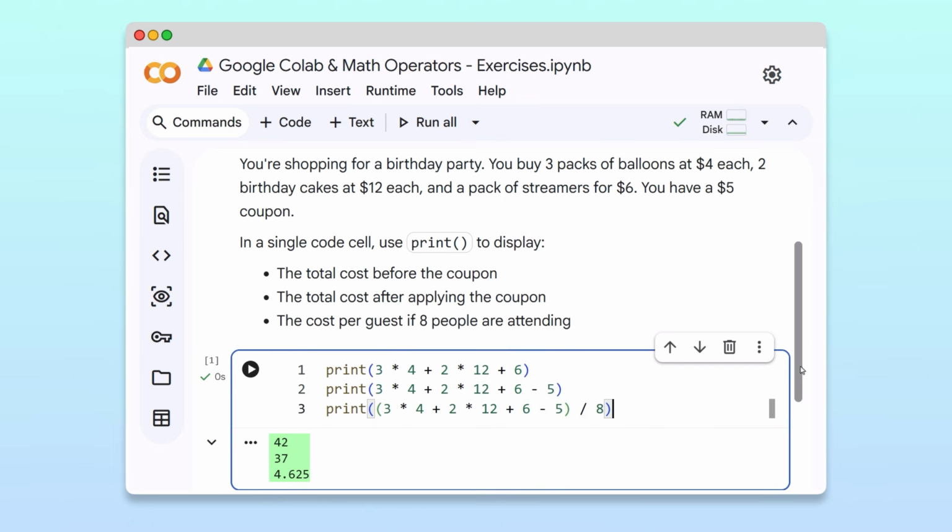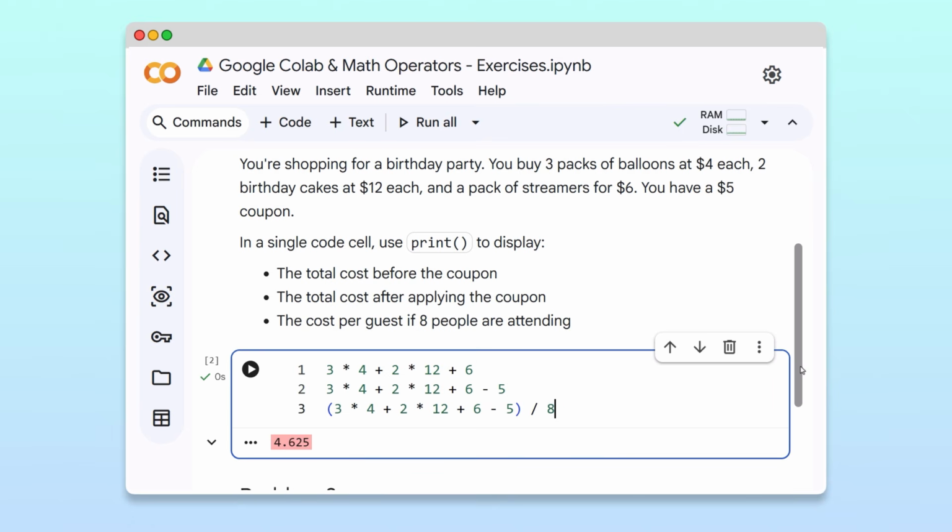Running the cell, we get 42, 37, and 4.625. So the party costs us $42 before the coupon, $37 after, and split 8 ways, that's $4.63 per person. Great! Using the print function allows us to output multiple results in the same cell. Without it, we'd only see the last result.